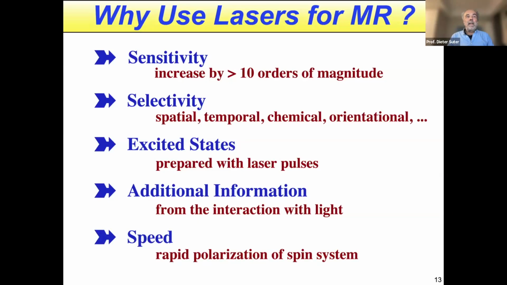Also, in some cases, you can create the polarization much more rapidly. Typical example is diamond. If you wait for thermal polarization of nuclear spins in diamond, this can take days until you get thermal equilibration. With a laser pulse, it will typically take you some microseconds to get full polarization. So you gain a lot in terms of speed.